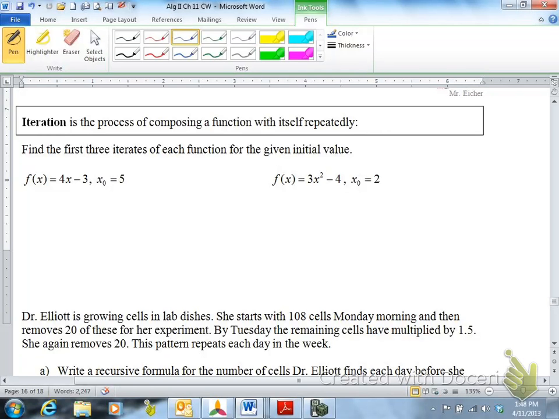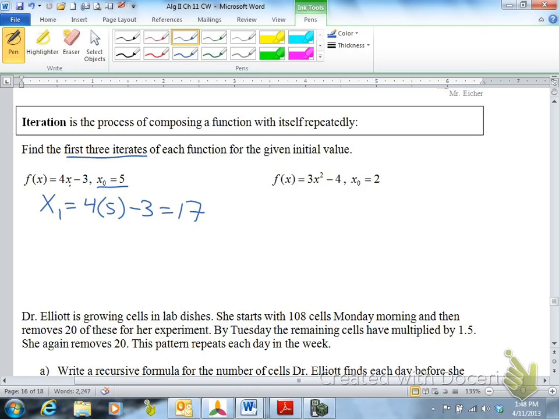So find the first three iterates, given the initial value. Your initial value is 5, and you're given the function. So the first iterate, you plug 5 into the function, and you get 20 minus 3 is 17.